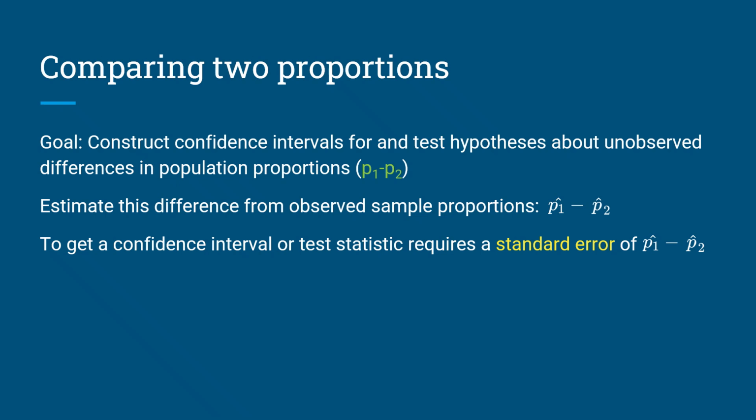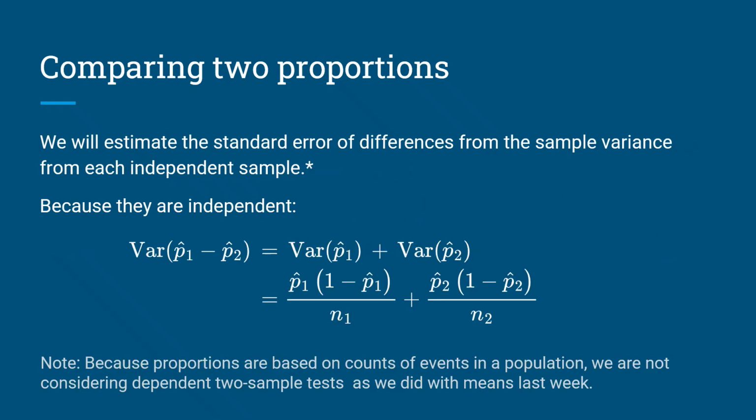And so, as you might expect, we're going to need a standard error of that difference in order to account for the uncertainty that we're dealing with as a result of using sample statistics to estimate population parameters. So to calculate the standard error of the difference of proportions, we're just going to use the sample variance from each independent sample. And so this is the same logic that we used when we calculated the standard error of the difference for interval ratio variables. It's just that the information that's going into the right-hand side of this equation is a bit different from what we used with interval ratio variables.